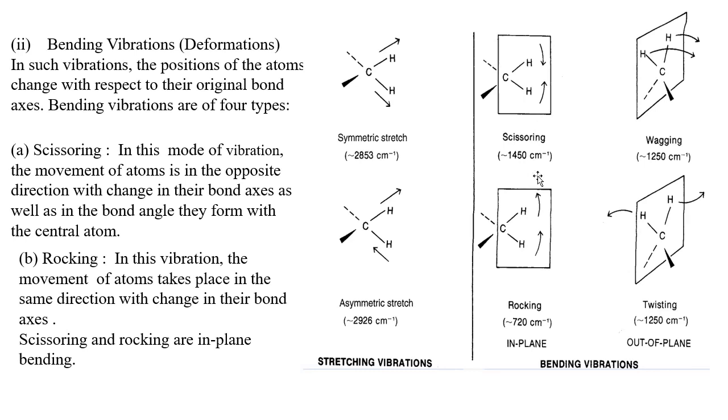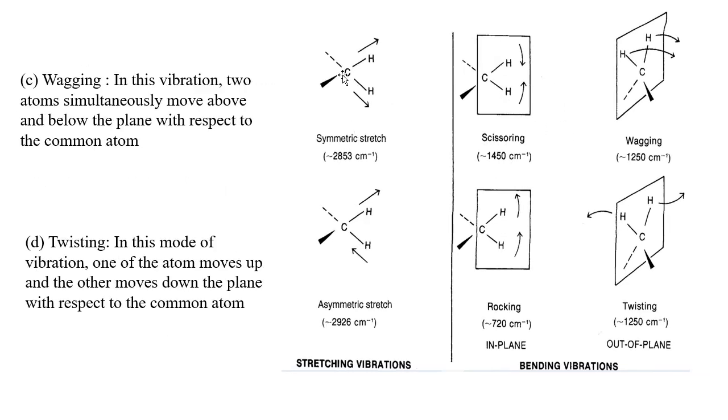These two types of vibration, scissoring and rocking, are in-plane bending vibrations. Okay. The remaining two bending vibrations are wagging and twisting. These two are out-of-plane vibrations.